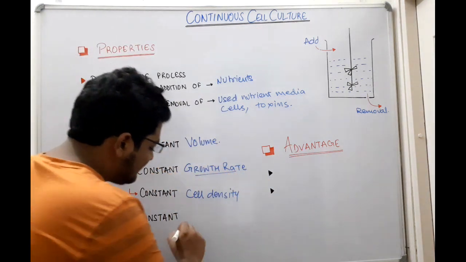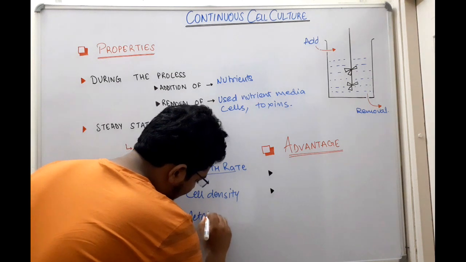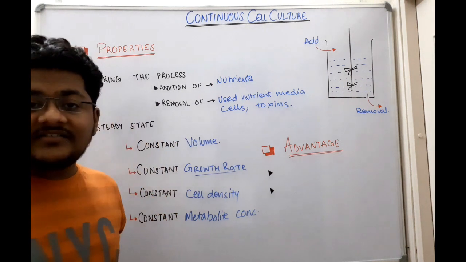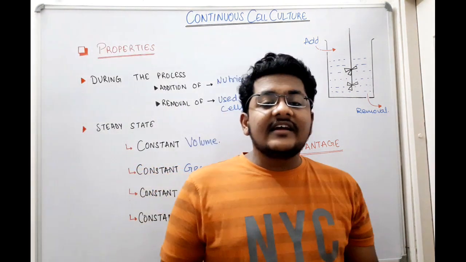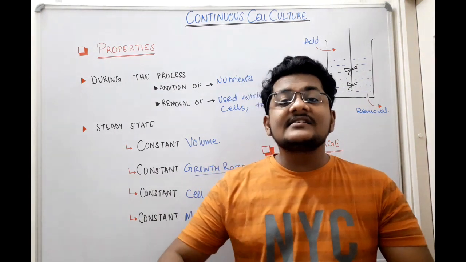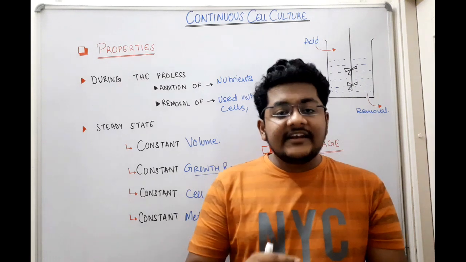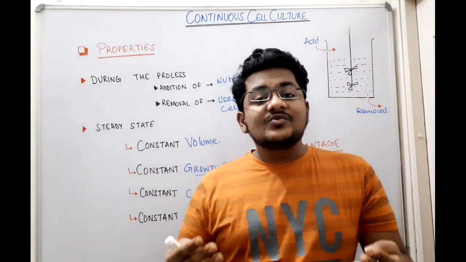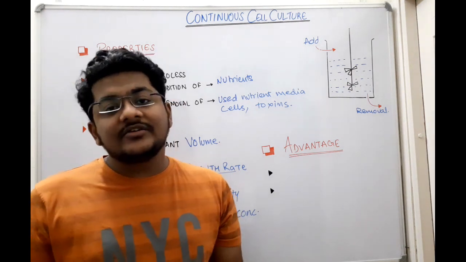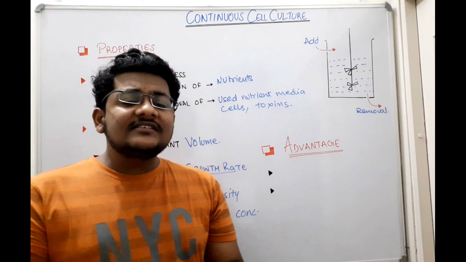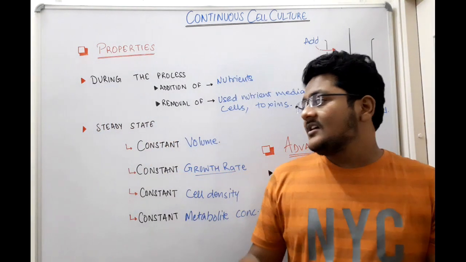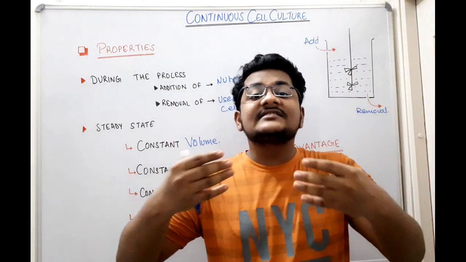The fourth parameter is metabolite concentration. The metabolite concentration inside the bioreactor remains constant, because the cell density is constant and the cells release metabolites inside the bioreactor in constant volume, which means that the metabolites present per unit volume also remain constant. These are the very important properties of continuous cell culture, and when all of these are constant, we say that the cell culture is in a steady state.